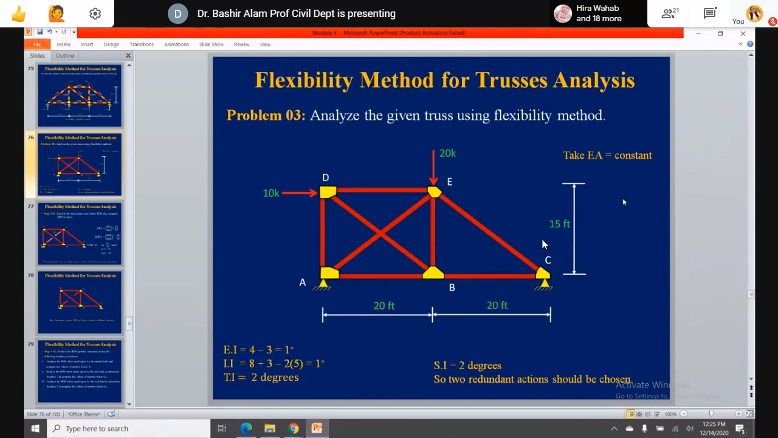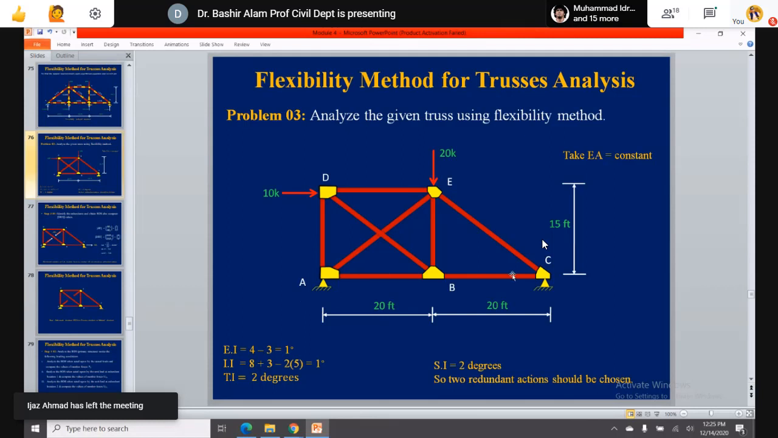is equal to constant. A, B, C are the bottom joints and D, E the top joints. At D we have a horizontally applied 10 kip load. At E, a downward directed 20 kip load. At A we have a hinge support, and at C again we have a hinge support.